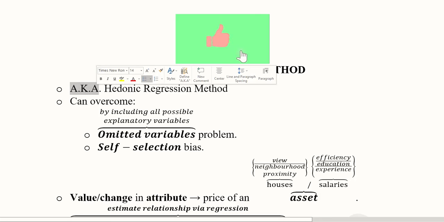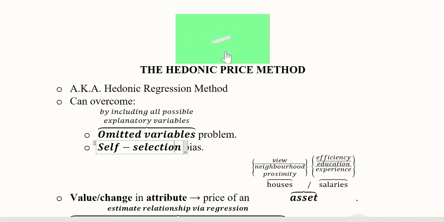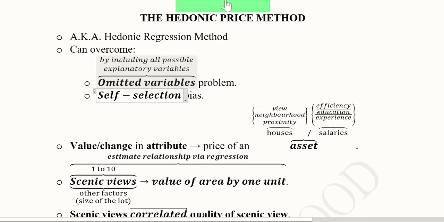It is also known as the hedonic regression method because we resort to the regression process in this method. We can overcome the omitted variable problem by incorporating some additional explanatory variables. And the other problem that is overcome is the self-selection bias, and that can be done by incorporating a variety of people with various socioeconomic backgrounds and hence tastes, so that only one kind of people who prefer a certain attribute of a certain good are not selected.